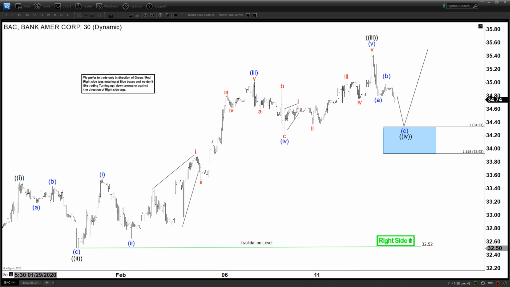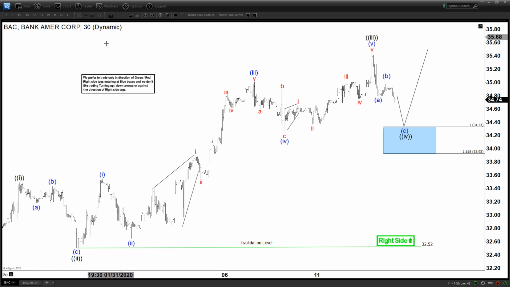My name is Henry. Today is Thursday, February 13, and the time is around 3:45 a.m. GMT. So here we are looking at the chart of the Bank of America.